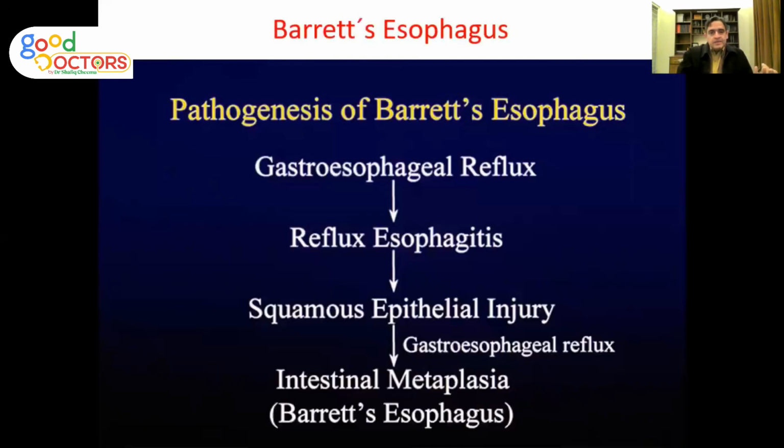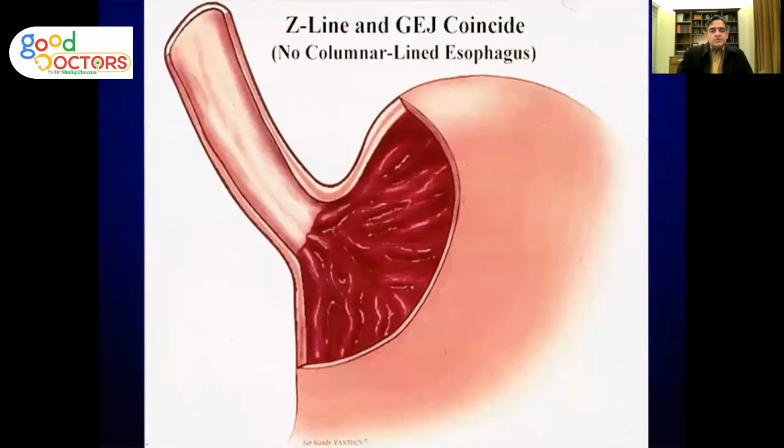Barrett's metaplasia is basically transformation of the distal part of the esophagus due to long-standing exposure to the acid. The squamous epithelium starts transforming into the columnar epithelium, but that's an intestinal type of columnar epithelium which has got goblet cells. That's what you call Barrett's metaplasia. So this is what happens.